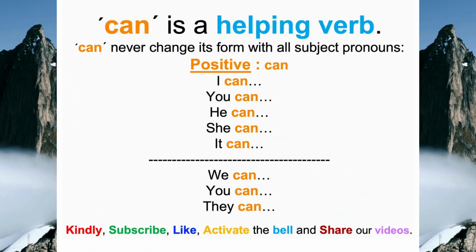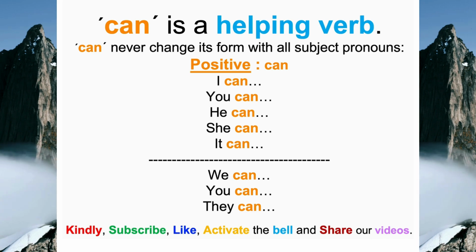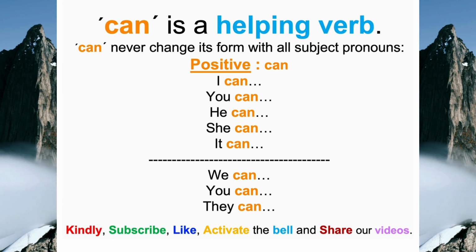Can is a helping verb. So today I want you to understand that we have normal verbs. For example, if we take the verb speak, we have speak, the past spoke, and the past participle spoken. So the verb speak is a normal verb. Why? Because it has the infinitive, the past tense, and the past participle.